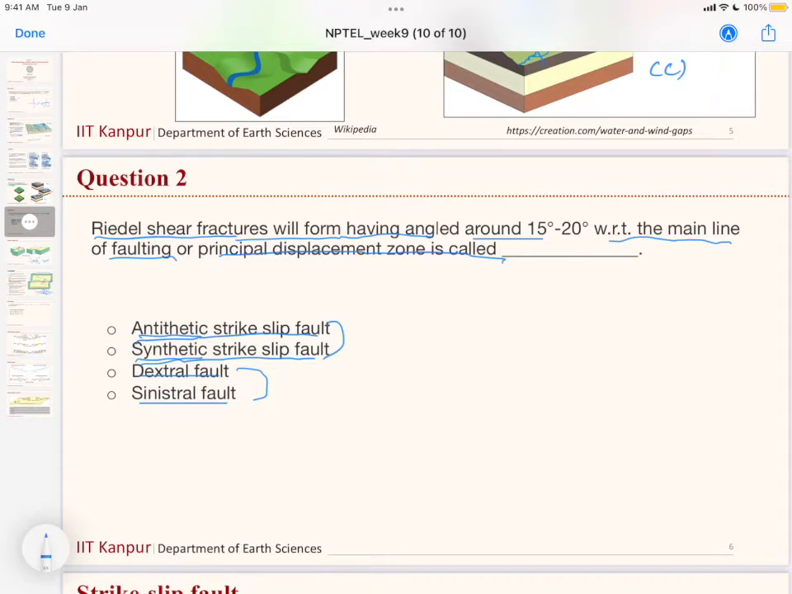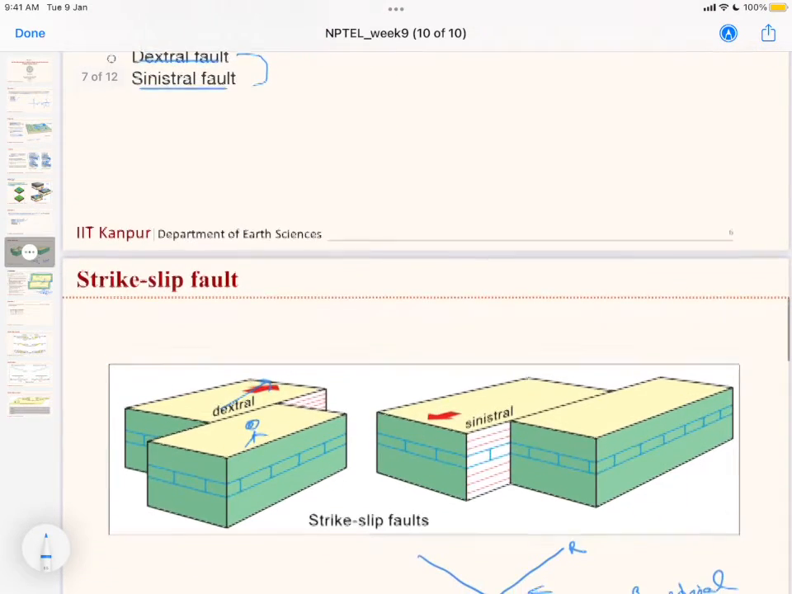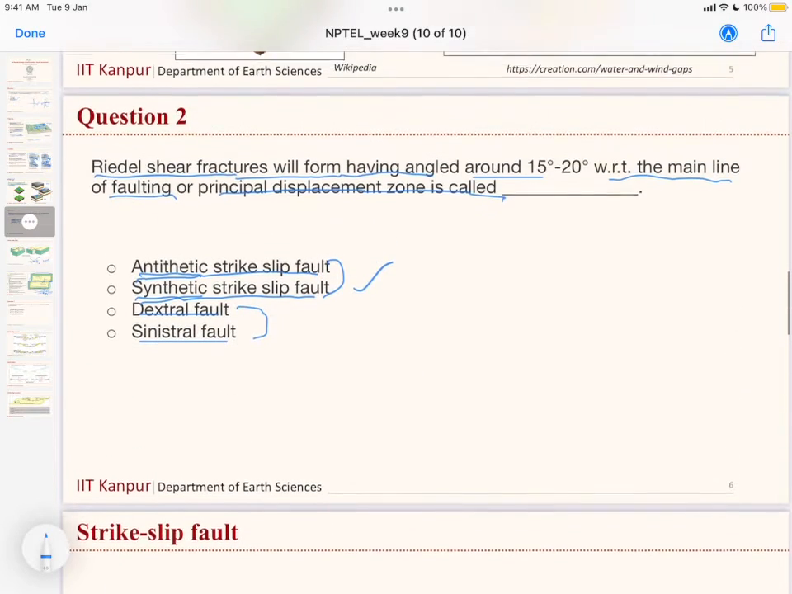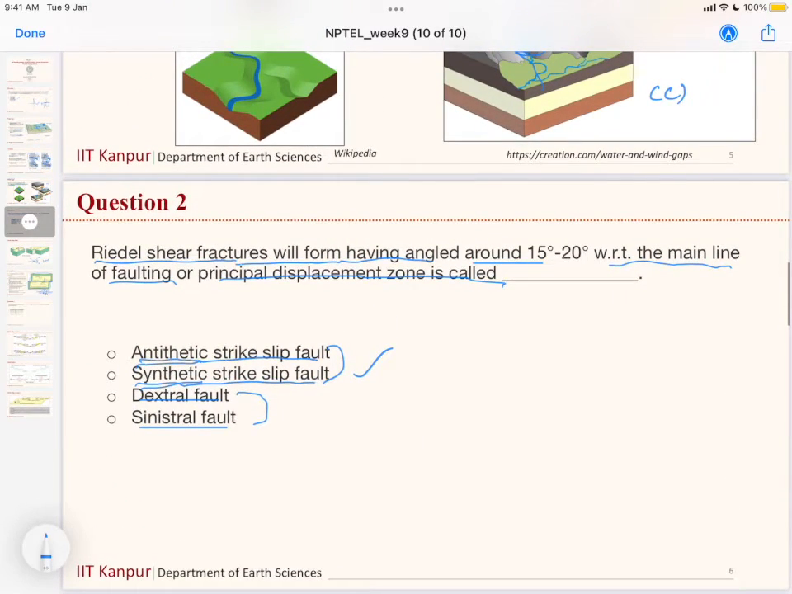Correct. So now what would be the answer? Answer would be B. Correct. So Jasura, have you understood, have you learned this concept before? Okay, yeah. Okay, good. Akshay, have you understood why it is synthetic? It's simple.